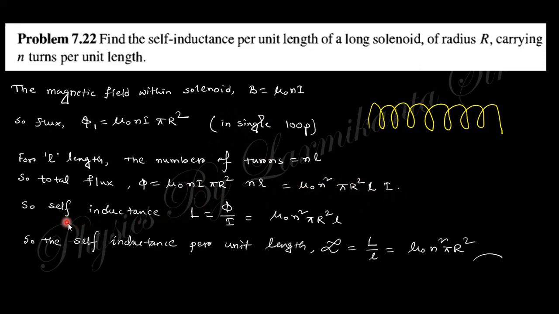So we get this one. Self inductance is nothing but phi equals L i, so L equals phi by I. We get mu naught n square pi R square L. So the self inductance per unit length is this divided by L.